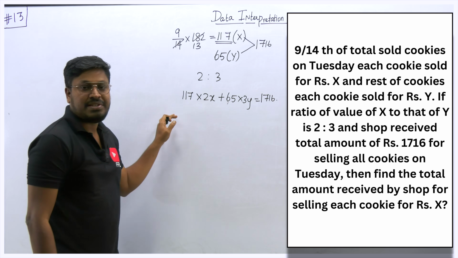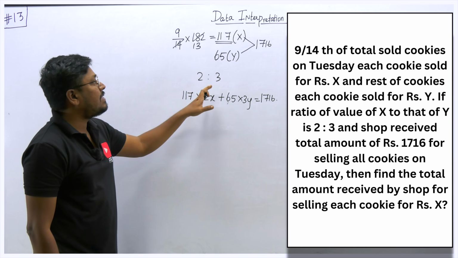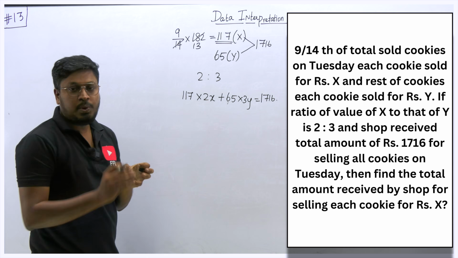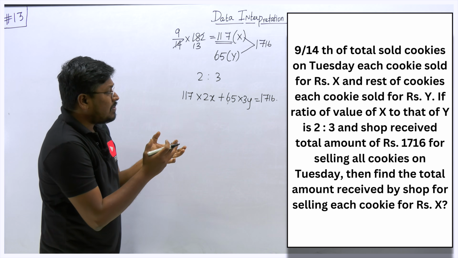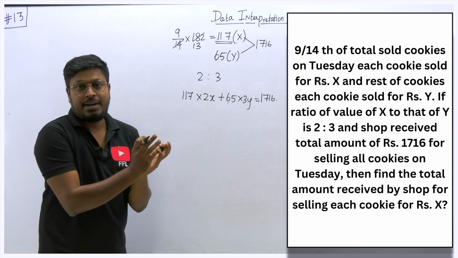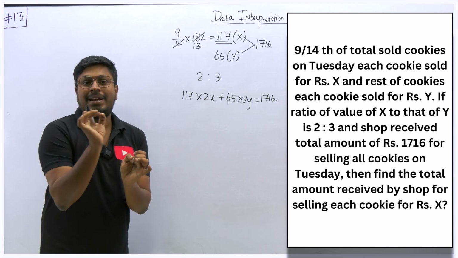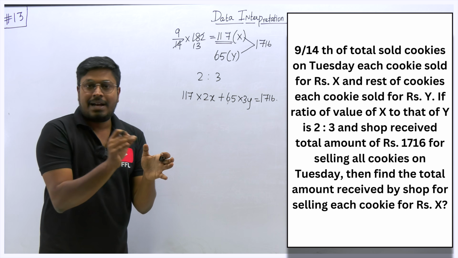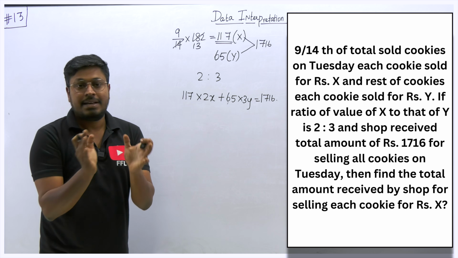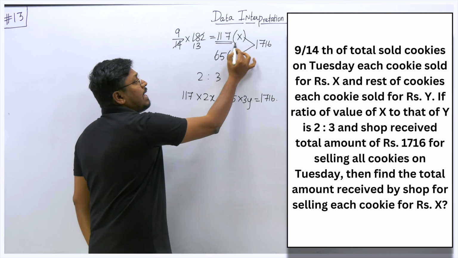How did I write this equation? Just listen carefully. What they are saying is, initially 182 will be the total number of cookies that was sold on Tuesday. Out of that 182 cookies, they are selling some amount of cookies for X price and some amount of cookies for Y price. So that amount they are taking as X and Y.